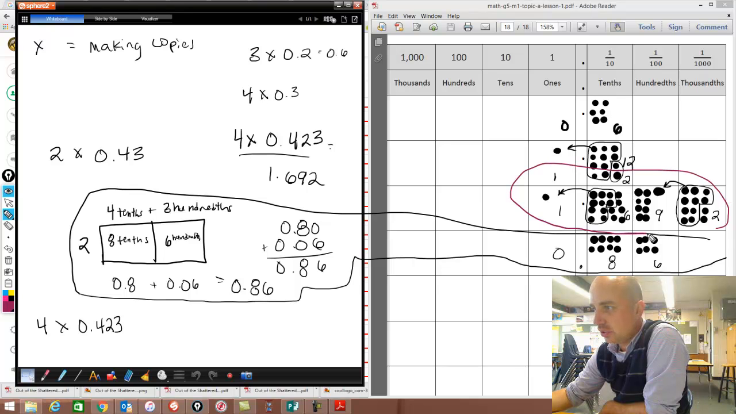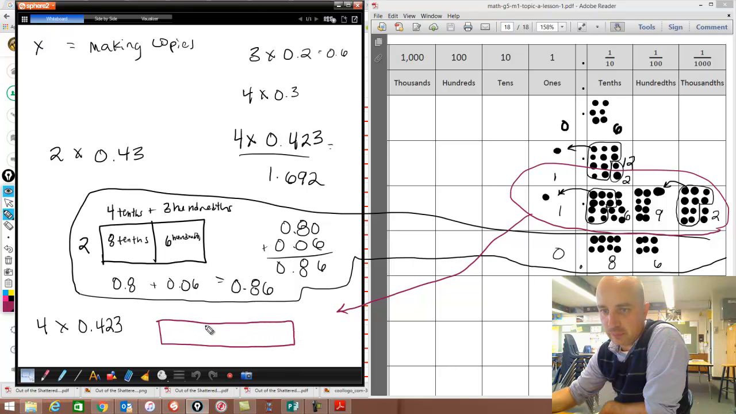So let's do this guy, and we're going to move it down here and put it into an area model. So I have 4 times 423 thousandths, and I multiplied that out and I regrouped, if you remember that, and I got all this over here. So in order to put that into an area model, I'm going to need space for my tenths, my hundredths, and my thousandths, okay?